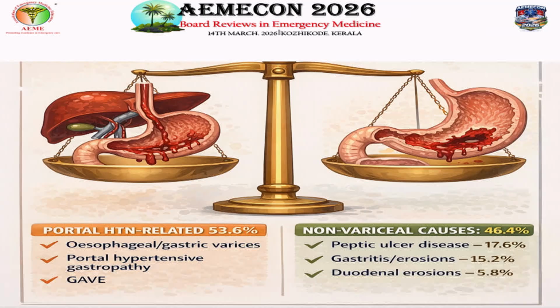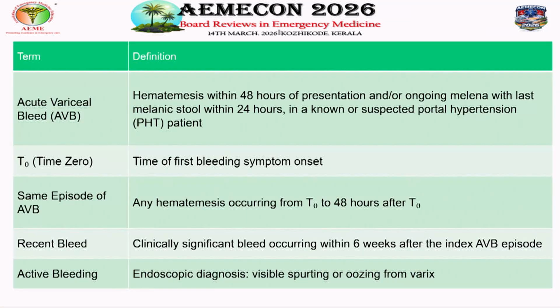Okay. Coming to the new definitions. What is acute variceal bleed? When do you say it is acute? Sir, when you say it is acute variceal bleed, there is the concept called T0. T0 is the time when the patient had the first bout of hematemesis.